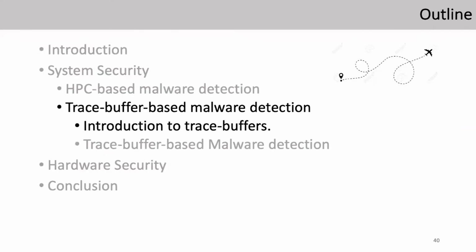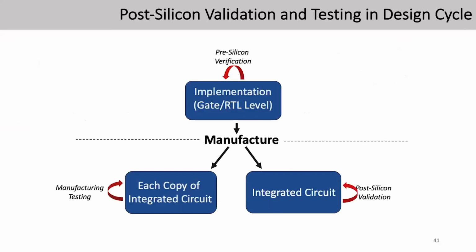First, let's take a step back and understand what a trace buffer is. This is a very simplistic picture of a chip design. You have the implementation at the gate and RTL level, where you have the pre-silicon verification. Then you have the manufacturing of each copy of the integrated circuit, and after that, you use two steps. One is manufacturing testing, one is post-silicon validation.